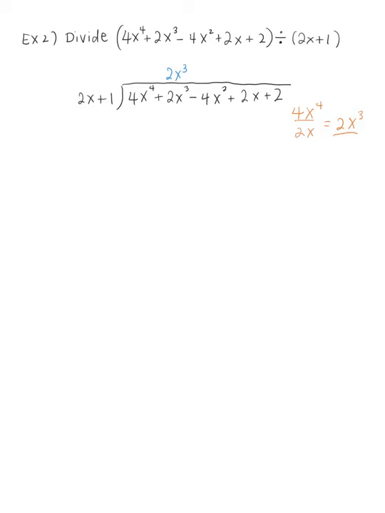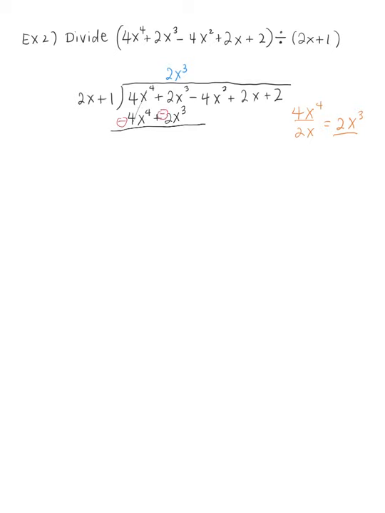Now you do the same business. You multiply 2x to the third times 2x. That's going to give us 4x to the fourth. And then next you take 2x cubed and then multiply by 1. So that's what we're going to get: plus 2x cubed. All right, now remember what to do next. Draw the line, change the sign on the bottom, and then you add vertically.